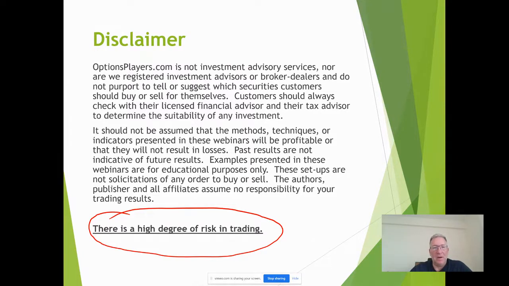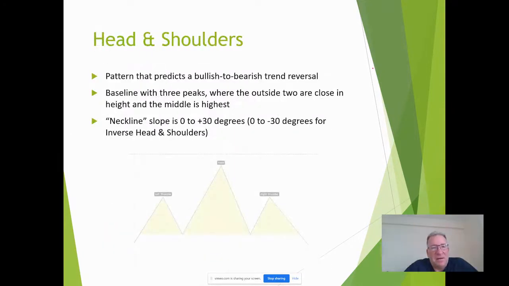Keep it real. Okay, so the purpose of this particular video, we're going to be talking about head and shoulders, not the shampoo. We're going to be talking about the trading pattern. What a head and shoulders is, it is a pattern that predicts a bullish to bearish trend reversal. It is a baseline that has 3 peaks, where the outside 2, called the left shoulder and the right shoulder, are close in height, and then the middle is higher.